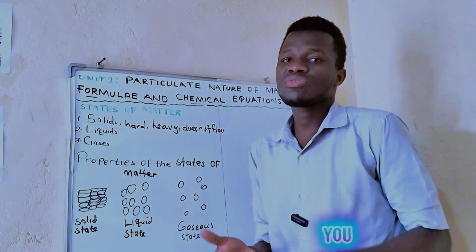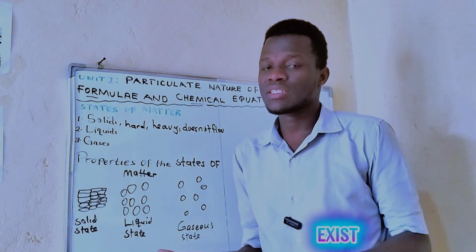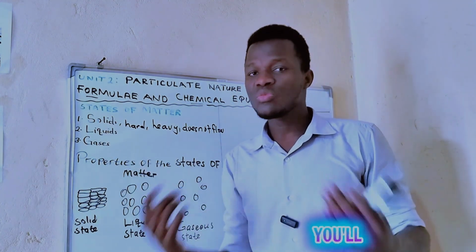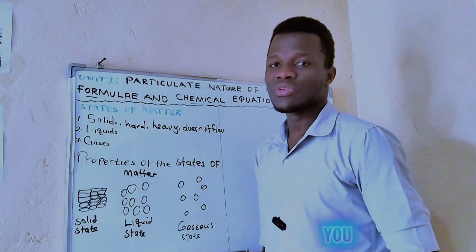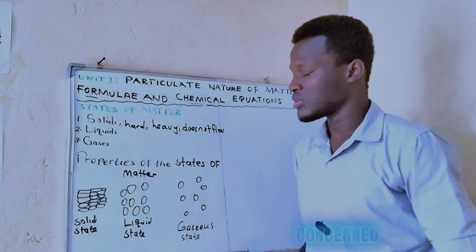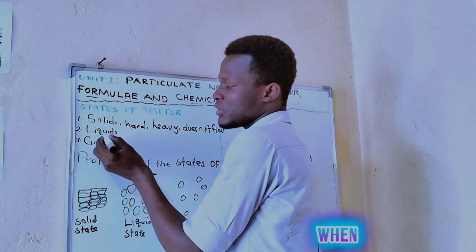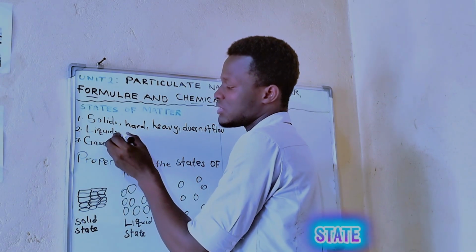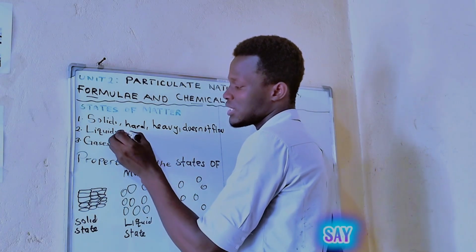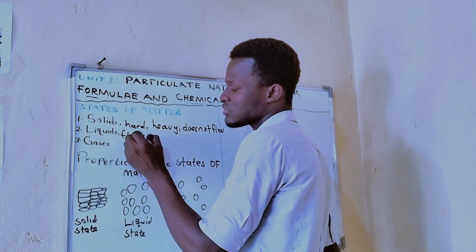And maybe if I ask you to give examples of things that exist in this state of matter, you'll be able to mention as many as you can. You can go as far as maybe 1,000 or 10,000 examples are concerned. Now, when we come to the second state, which we call the liquid state, liquid, we say flow.